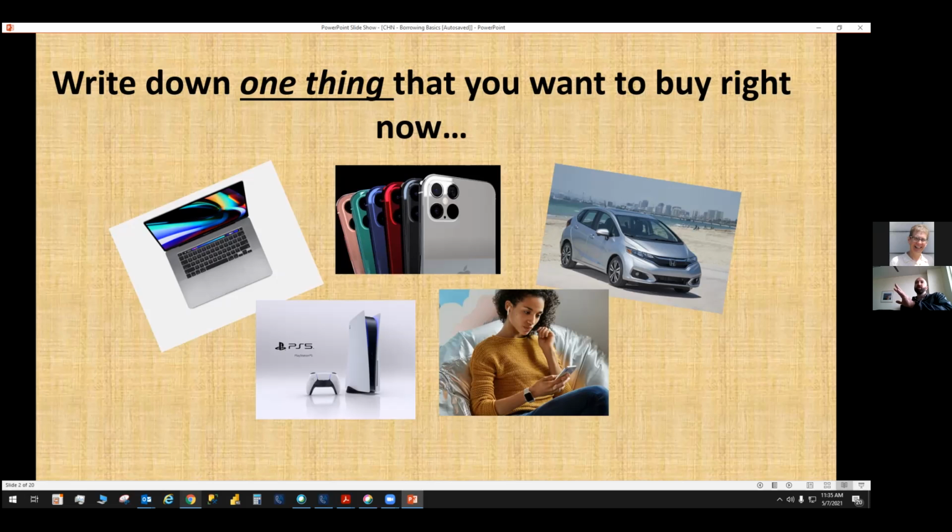So now that you've got that one thing written down, I'm going to open it. I'm picking a big screen TV, by the way, for me. So I'm going to say big screen TV. Okay, big screen TV.